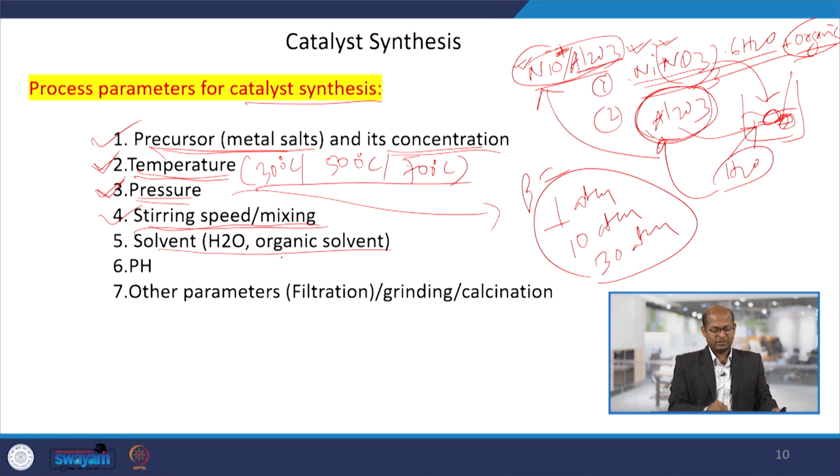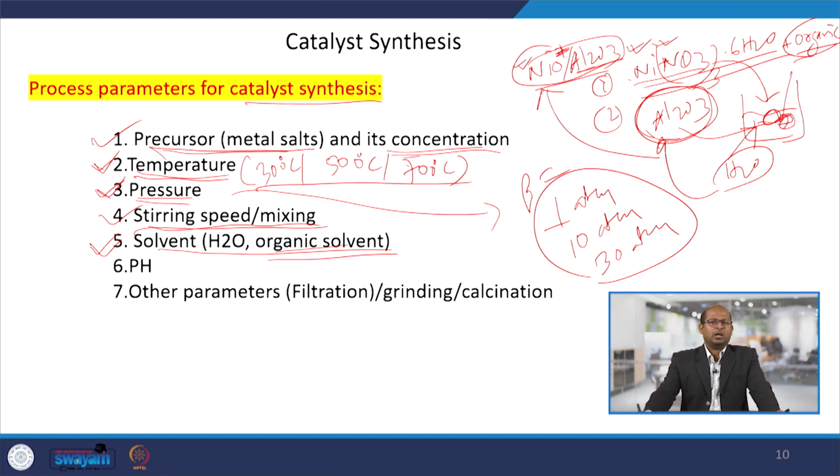Then solvents are also important parameters. Water is mostly used, that is the cheapest one. Distilled water, double distilled water, or Millipore water is sometimes used to synthesize the catalyst. Sometimes organic solvents, let us say methanol, ethanol, benzene, diethyl ether.